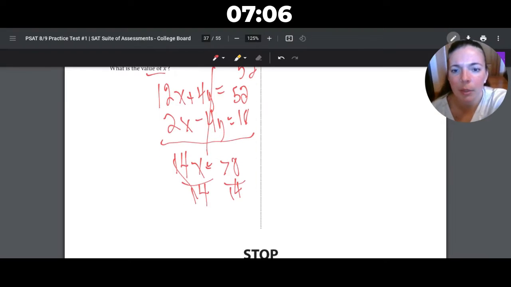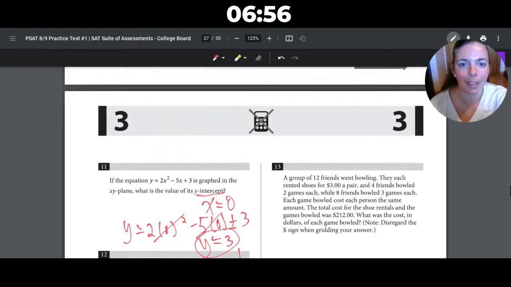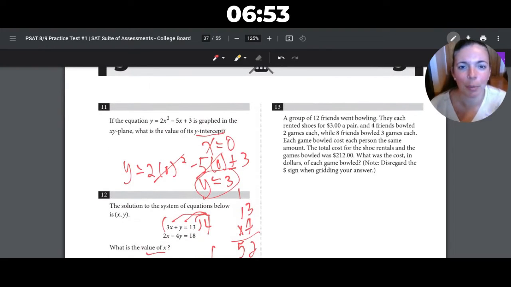Okay, and when we divide by 14, we are going to get x equals 5. x equals 5. All right, our last question for this no calculator part.